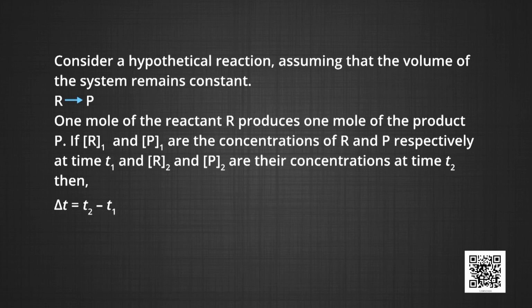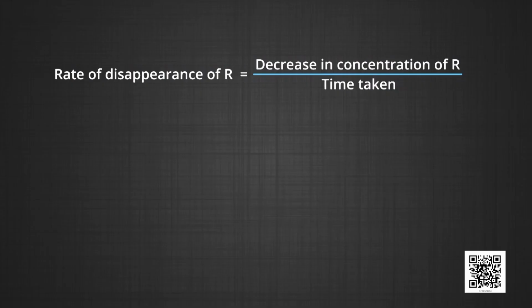Then delta T is equal to T2 minus T1. That symbol delta represents the change. Delta R is equal to R2 minus R1 and delta P is equal to P2 minus P1. The square brackets in the above expression are used to express molar concentration. Now you can see the formula.